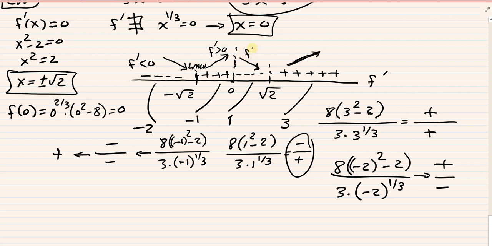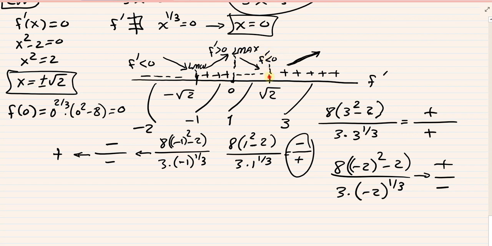Transition from positive to negative at 0. So at this point we have a local max. Okay, this is an L max. This is f prime negative. And then finally f prime less than 0.